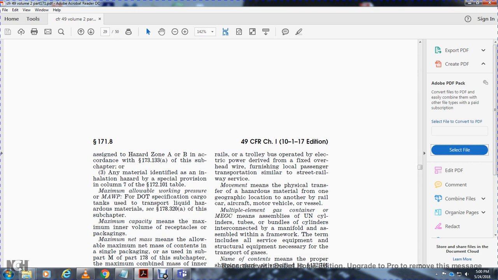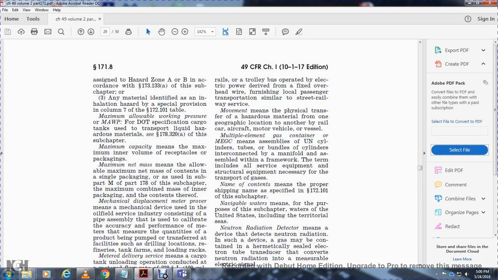Maximum allowable working pressure, MAWP, for a DOT specification cargo tank used to transport liquid, means the material in 178.320(a) of the subchapter. Maximum capacity means the maximum internal volume of the receptacle of the packaging. Maximum net mass means the allowable maximum of the net mass contained in a single packaging, under subchapter M of part 178. Maximum combined mass means the mass of inner packaging and the contents thereof.